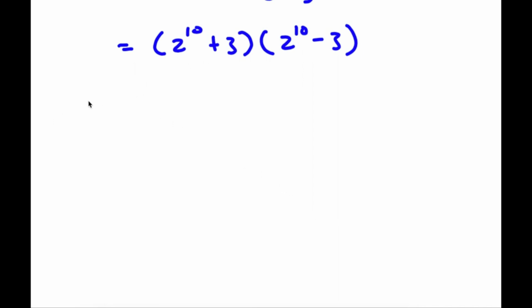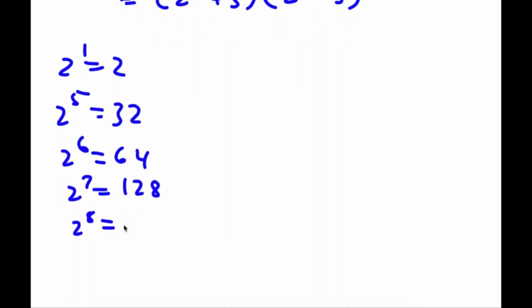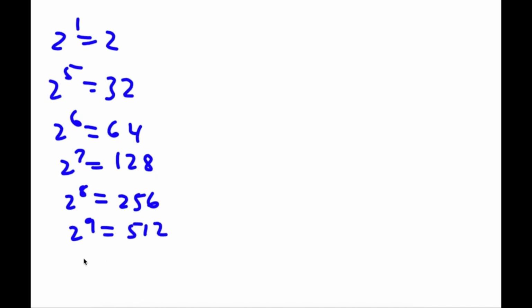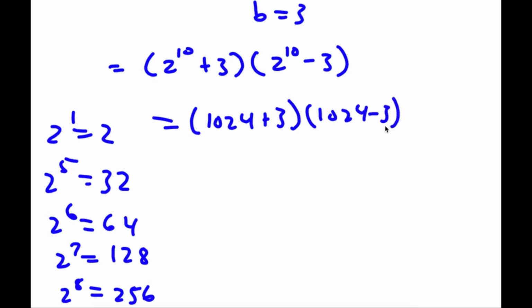Now 2 to the power of 10, well, 2 to the power of 1 is equal to 2, and 2 to the power of 5 is equal to 32. So 2 to the power of 6 is double of 32, 64. 2 to the power of 7 is double of 64, which is 128. 2 to the power of 8, double of 128, 256. 2 to the power of 9, double of 256, which is 512. Finally, 2 to the power of 10 is double of 512, which is 1024. So now I have 1024 plus 3 times 1024 minus 3.